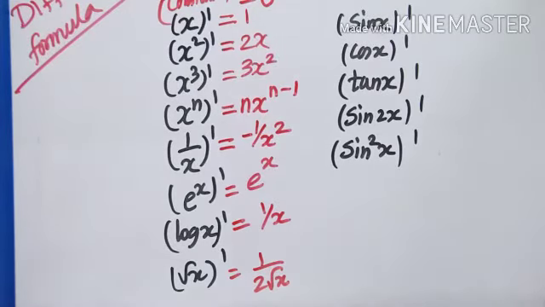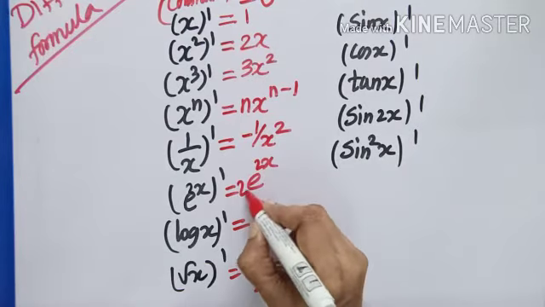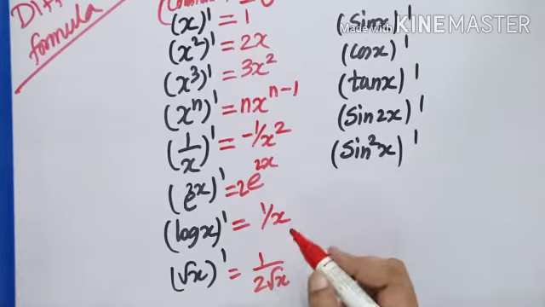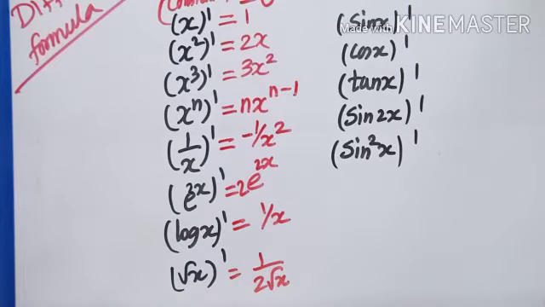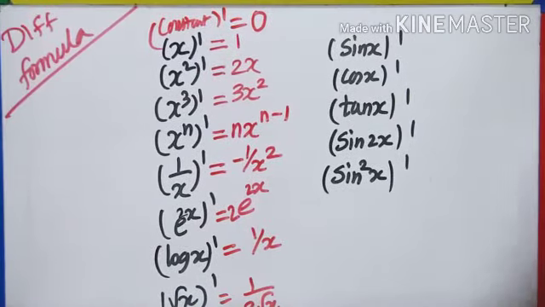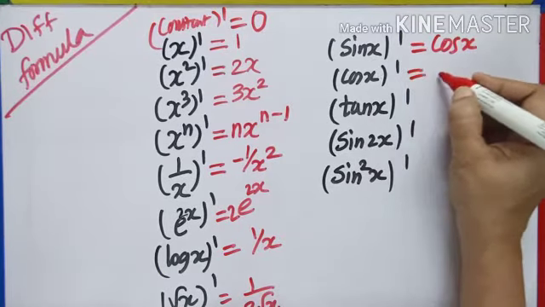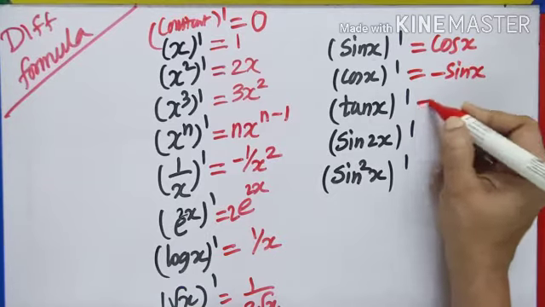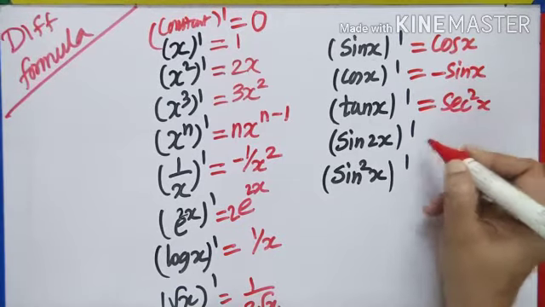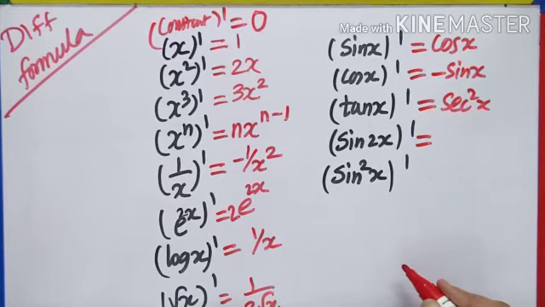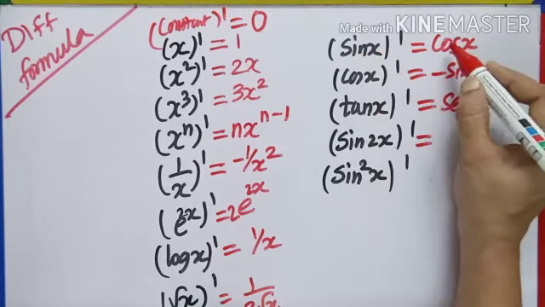Suppose I have e power 2x. My answer will be e power 2x into 2. This we call the chain rule. So e power 2x will become e power 2x into 2. Similarly, let us learn some trigonometric functions. Sin x will become cos x when I differentiate. Cos x will become minus sin x. Tan x becomes secant square x. For sin 2x, let us remember, sin will become cos.